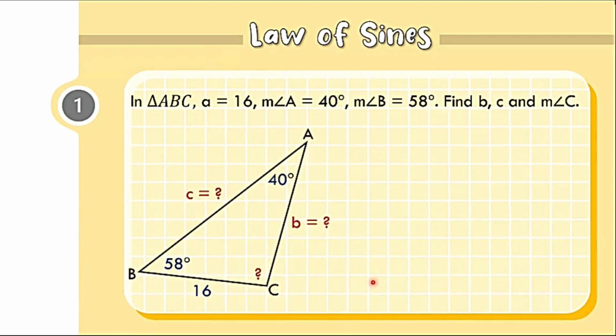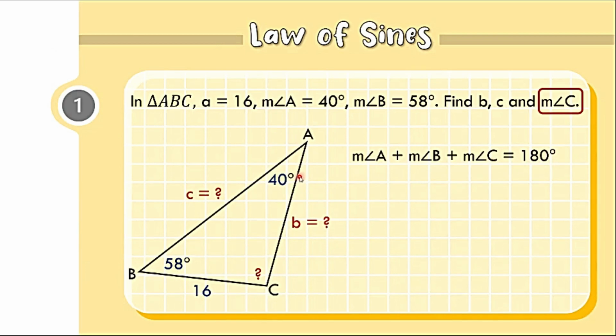Let us start first with finding the measure of angle C. Since we know that in any triangle, the sum of the measures of the angles should be equal to 180 degrees, we can say that the measure of angle A plus the measure of angle B plus the measure of angle C should be equal to 180 degrees.